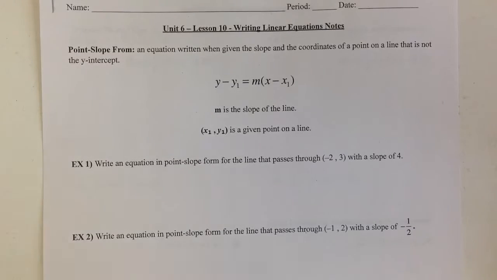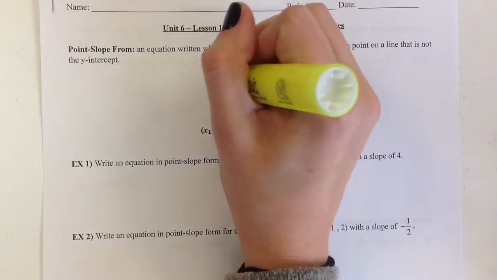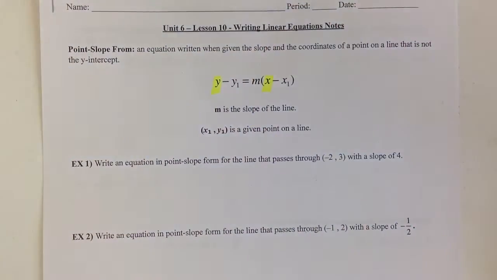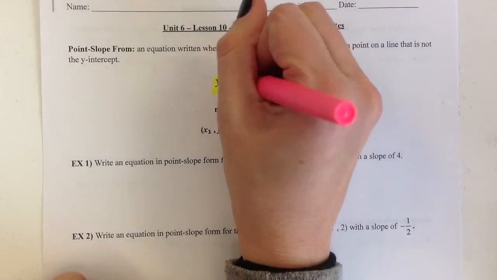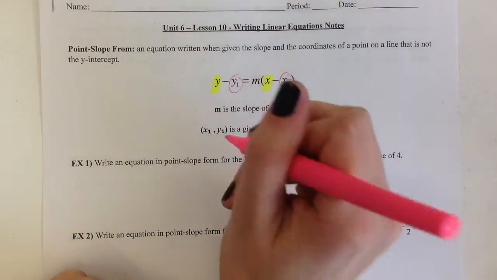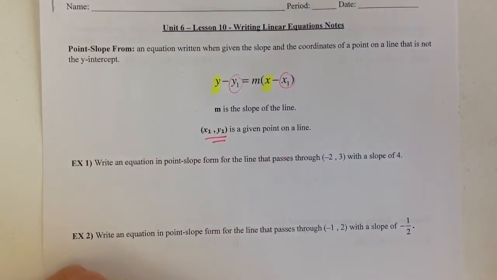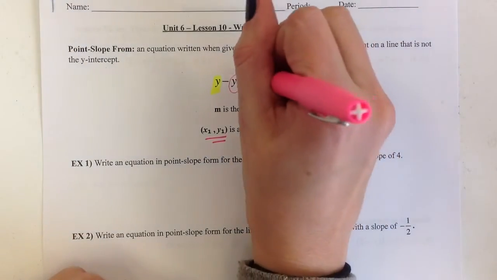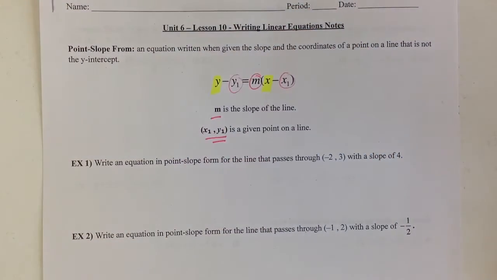So when we're looking at this general equation here, the x and our y will have just x and y there. Where the numbers are going to be plugged in is the x1 and the y1, which are the values from the given point, and our slope is m. We're going to be plugging in a number for that.